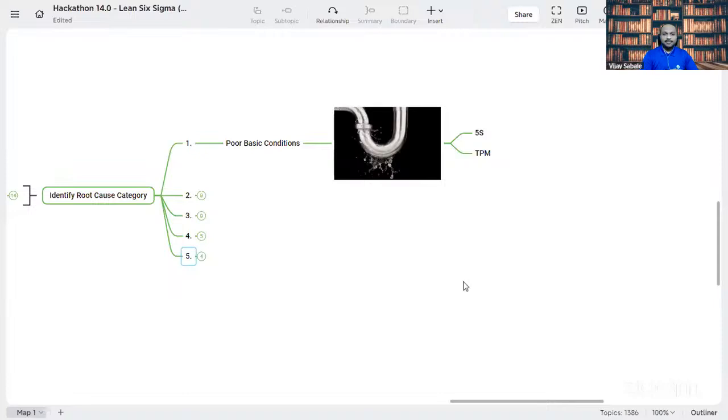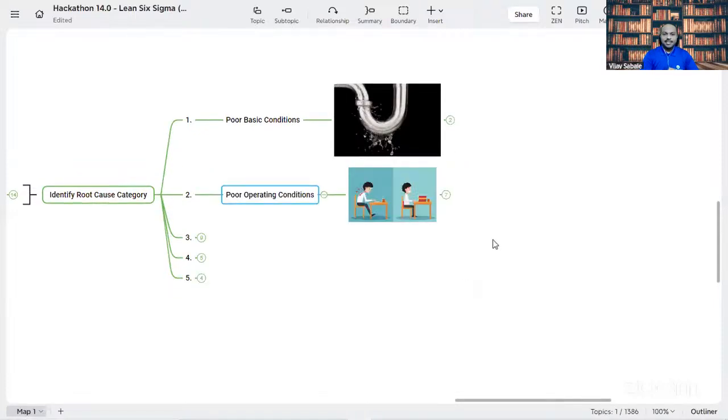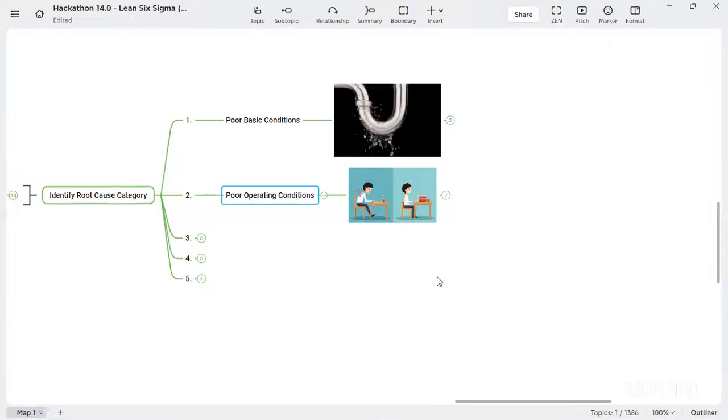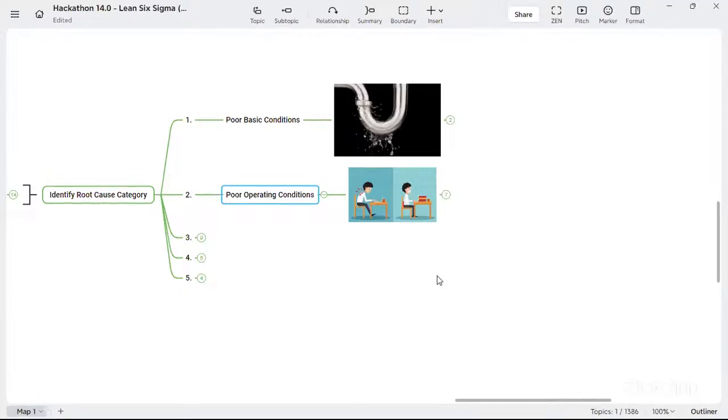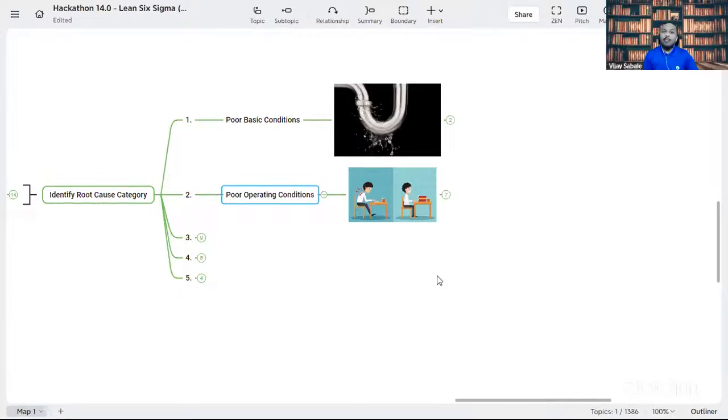Just look here. What can you see in this picture? It's very clear, right? When you work on your laptop or when you study, your back must be straight. If it is not, then after some time you will have pain in your back and neck, right? Now that is a problem, and it has occurred because of the poor operating condition.